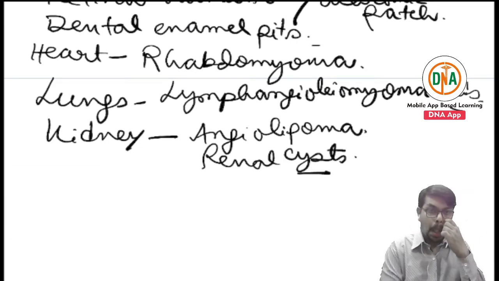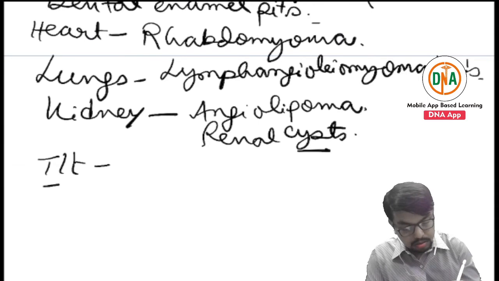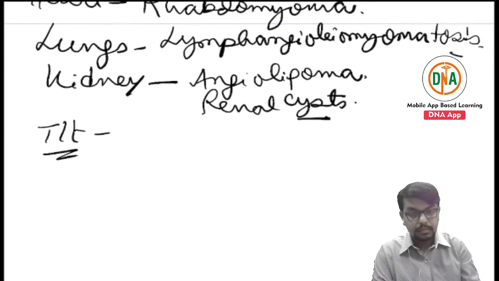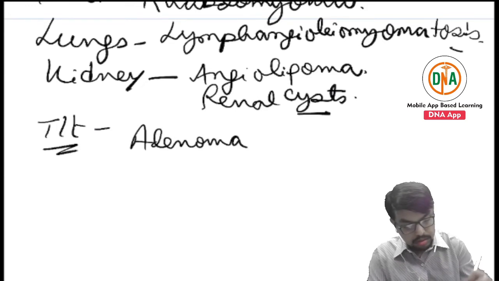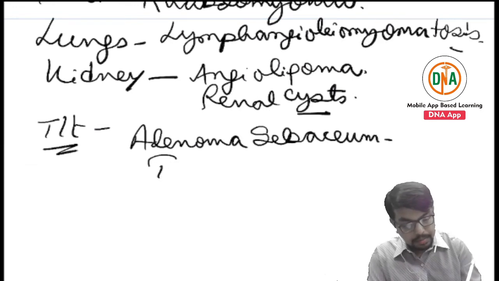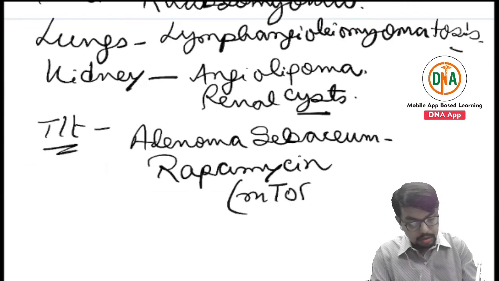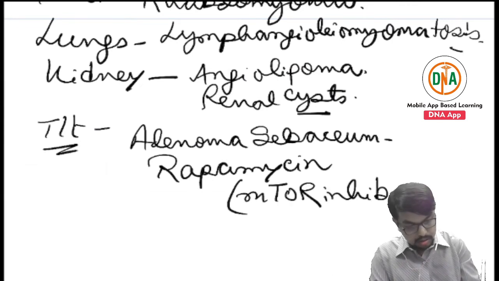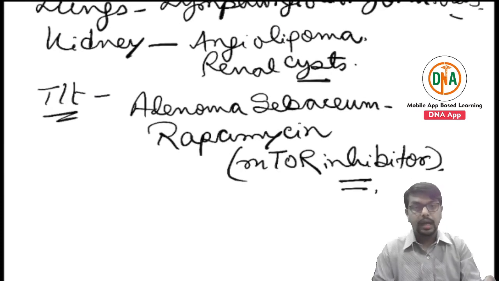Okay, now treatment. There is a new agent for adenoma sebaceum. Treatment for adenoma sebaceum is rapamycin. What is that? This is mTOR inhibitor. Rapamycin, topical rapamycin. This is used for adenoma sebaceum.